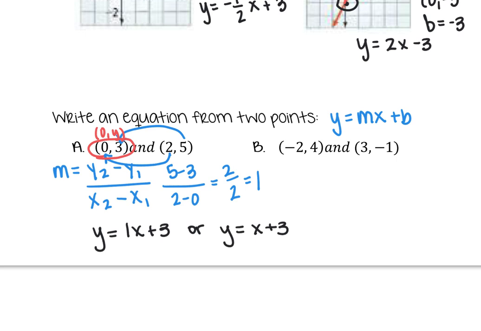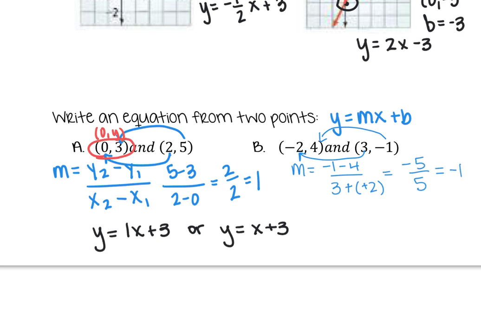On letter B, we would start by finding our slope. So that's y sub 2 minus y sub 1. So that's negative 1 minus 4 over 3 minus a negative 2. Well, negative 1 minus 4 is negative 5. 3 minus a negative 2 becomes plus a positive, so that's negative 5 over 5. So my slope is negative 1.